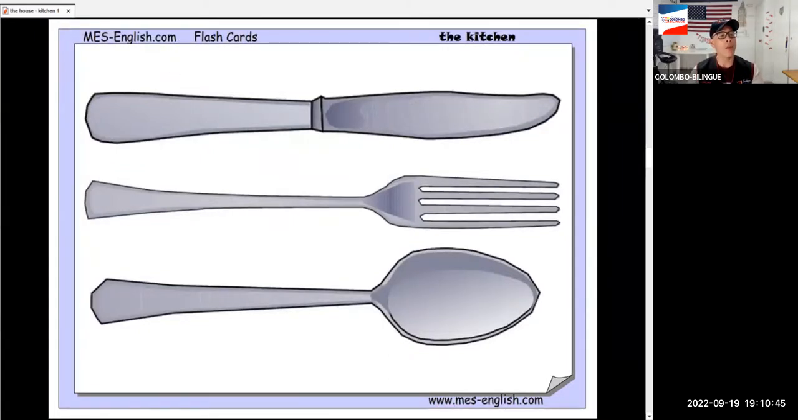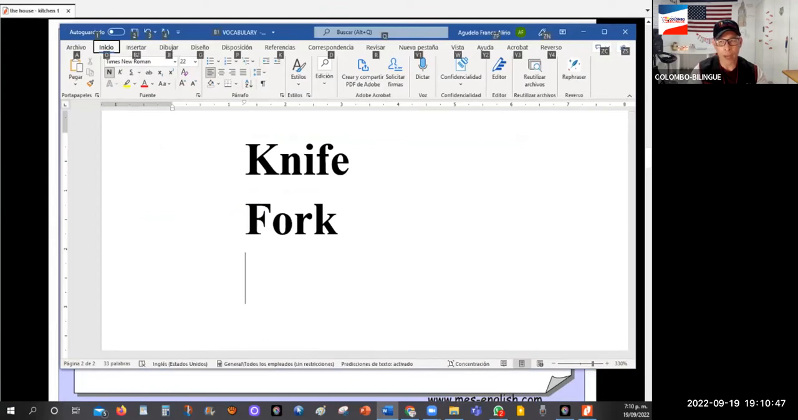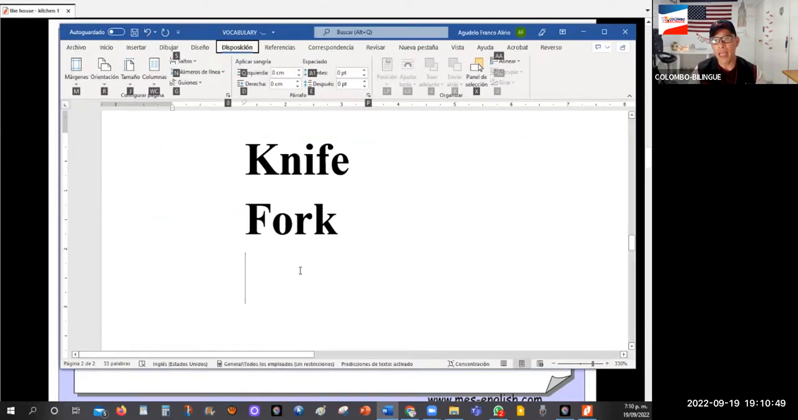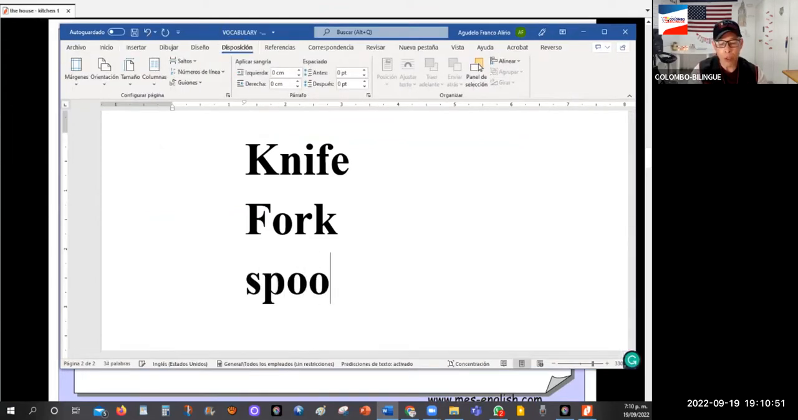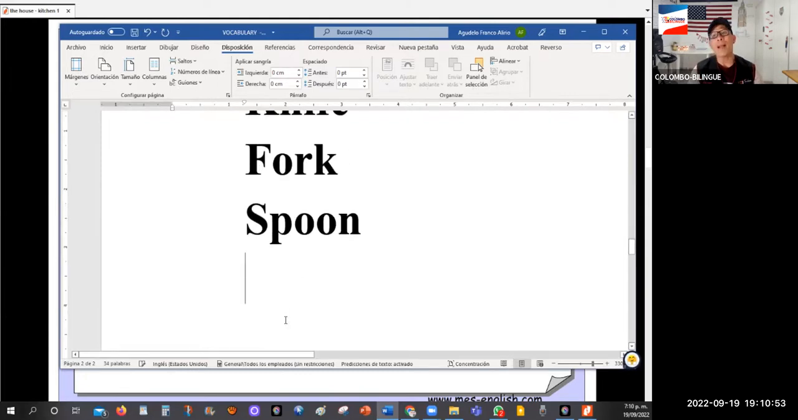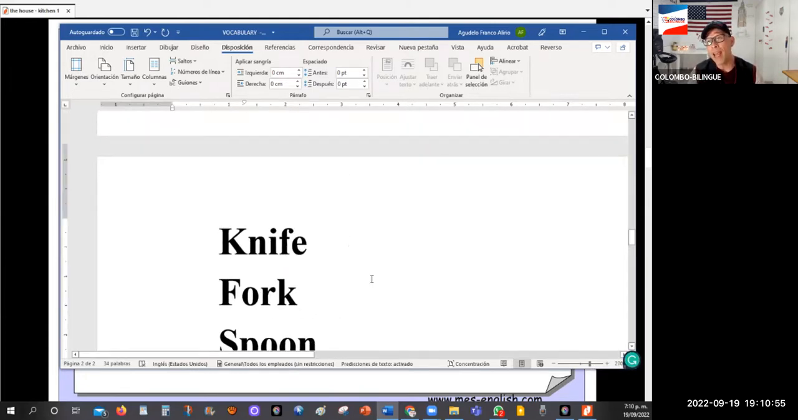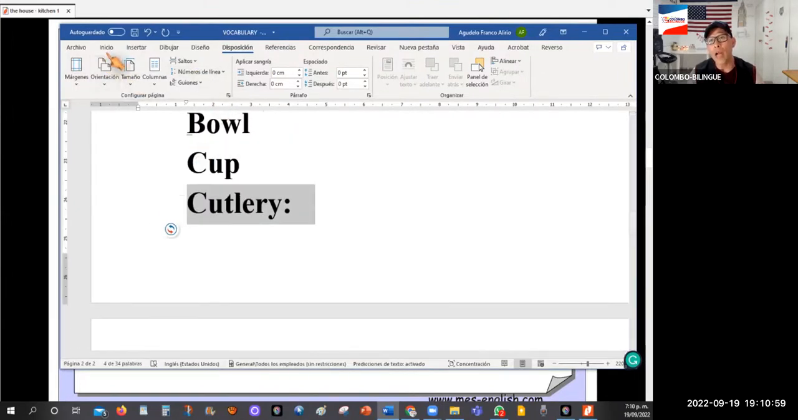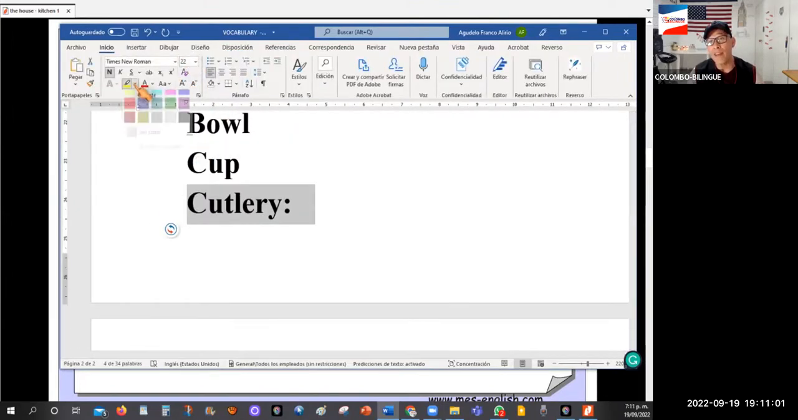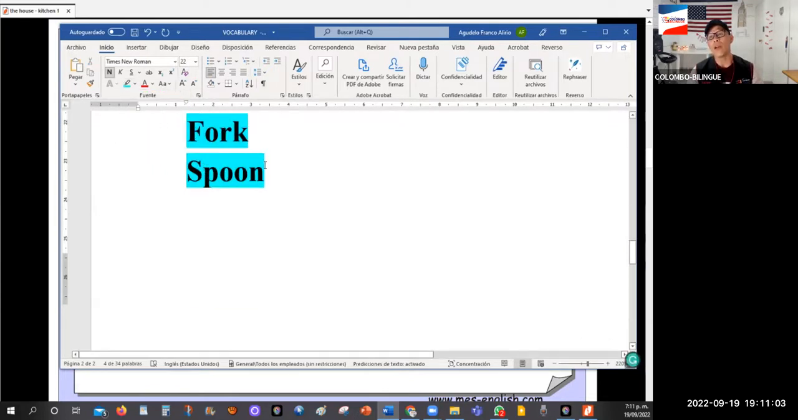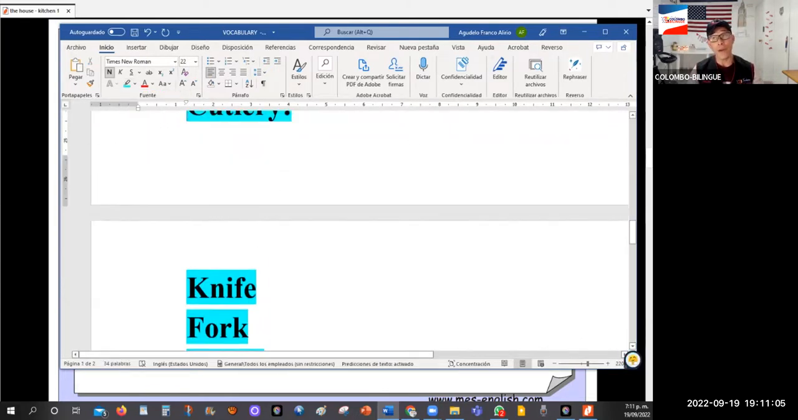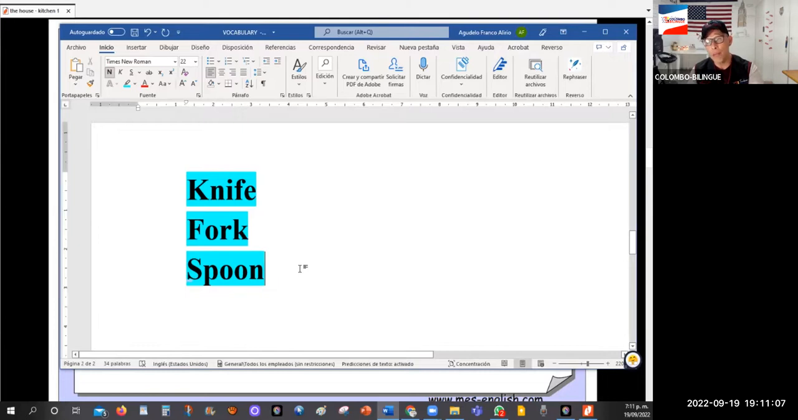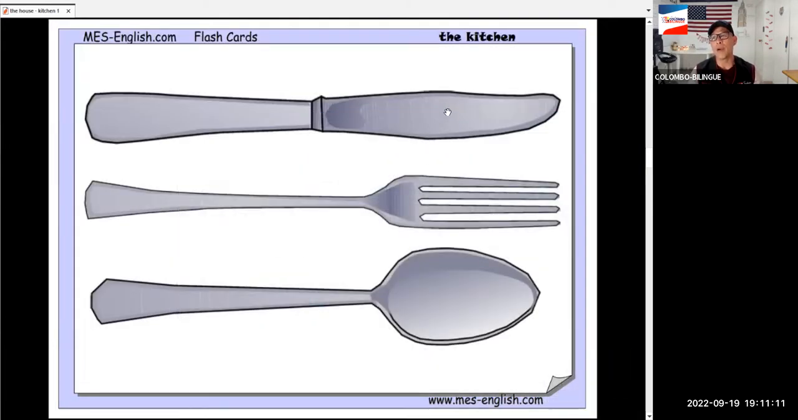All right, so please don't forget. So this is a spoon, double O. All right, but all of them, when they are together, okay, they are called cutlery, and that is why I'm gonna emphasize this in this color. Okay, cutlery is different ones. Okay, I'm gonna just move it. Pay attention to this incredible vocabulary, guys. Okay, so please don't forget cutlery.